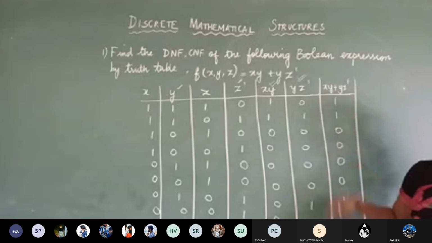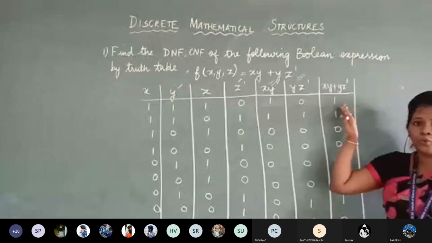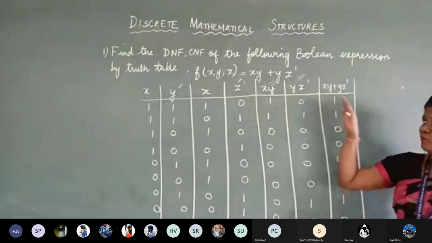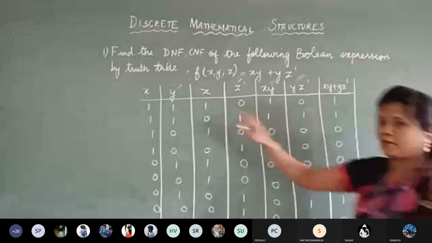In your final expression, whatever you've got, your final tabular column, you have to see for your 1. Wherever there is 1, you'll write your DNF for that. Okay. So when you're writing your DNF, I'll write that.